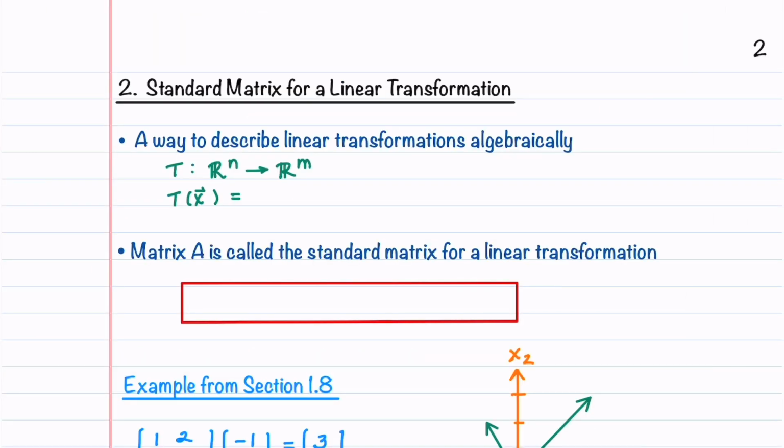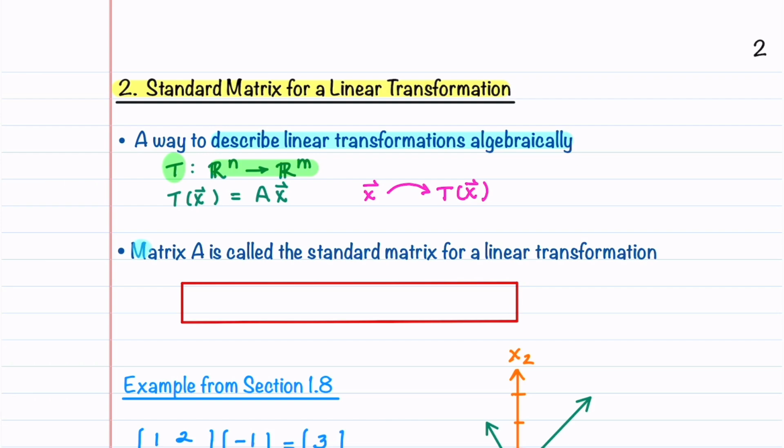We're now going to use these standard basis vectors to find the standard matrix for a linear transformation. A standard matrix for a linear transformation is just a way to describe linear transformations algebraically. If we have a linear transformation T that maps vectors from Rn to Rm, we can write T of x as A times x. Multiplying vector x by A transforms vector x into vector T of x.